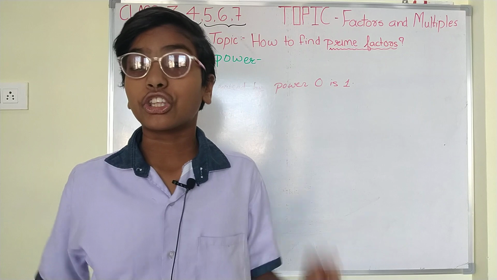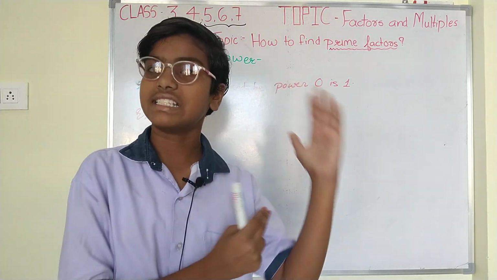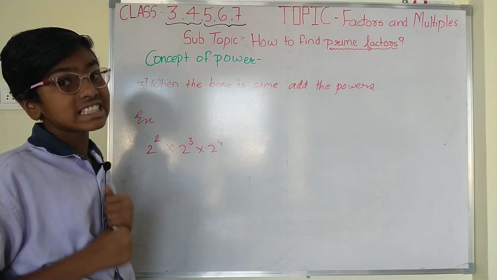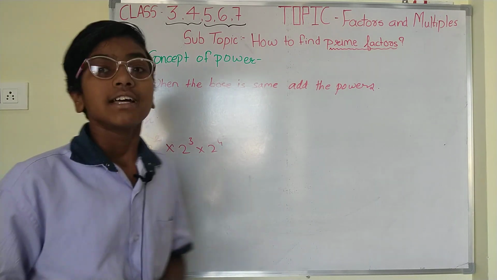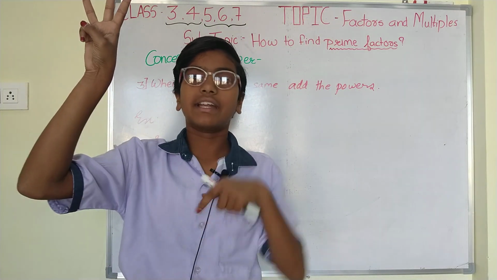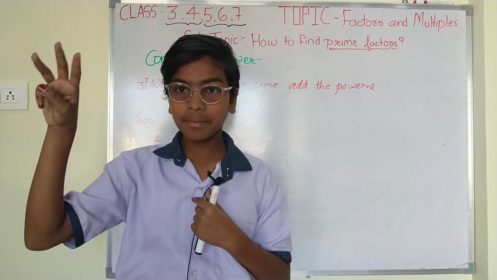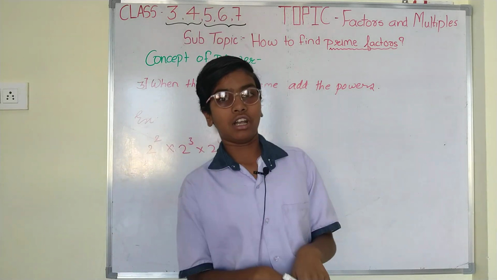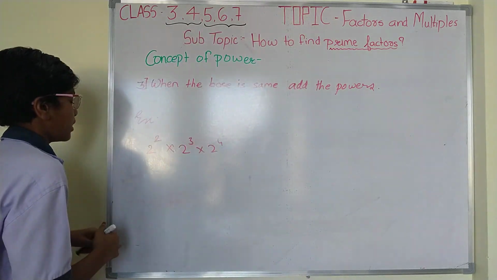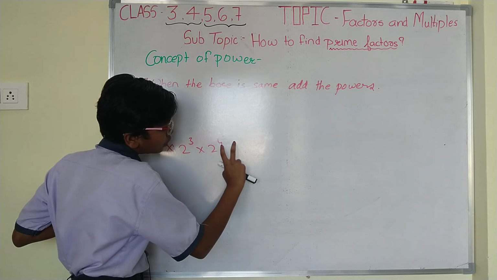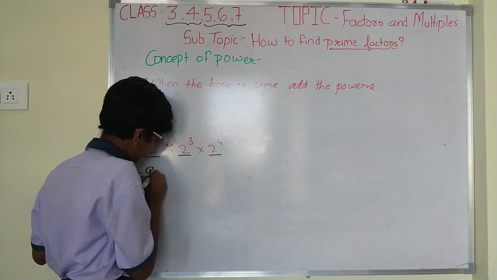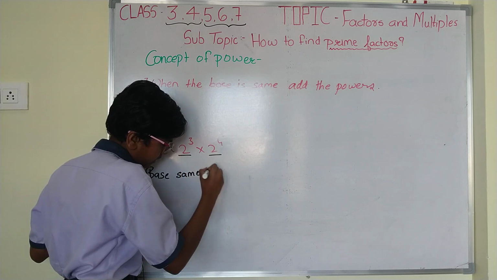Let's learn the third basic rule of the concept of power. When the base is the same, add the powers. In a number raised by a power, the number is the base and the raised part is the power. If my base is the same in all, then I'll add my powers. See this example: 2 square, 2 cube, 2 raised by power 4. This is 2, this is 2, this is 2. Base same, yes.